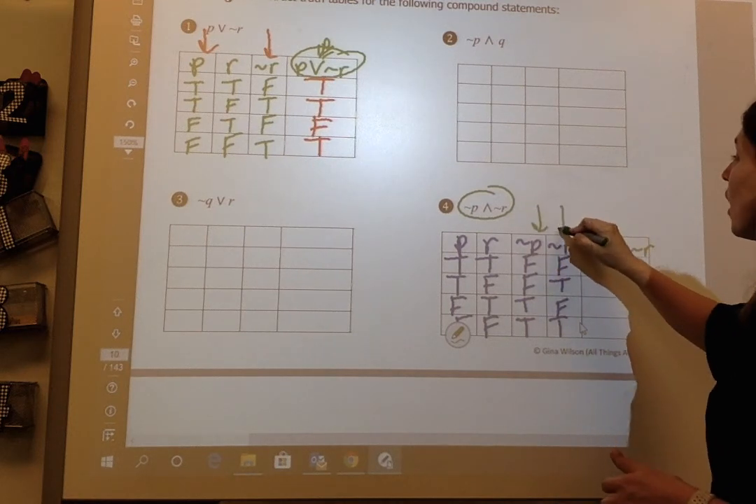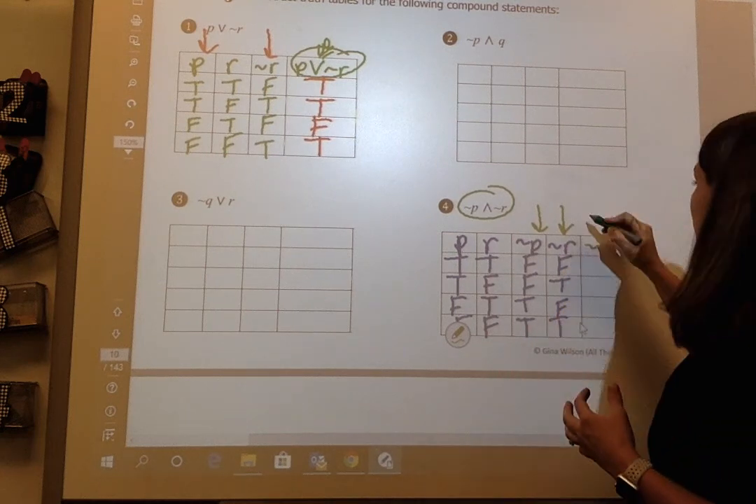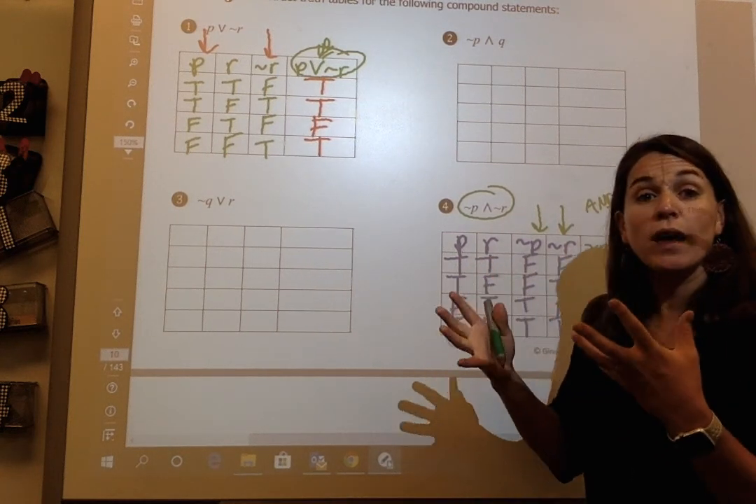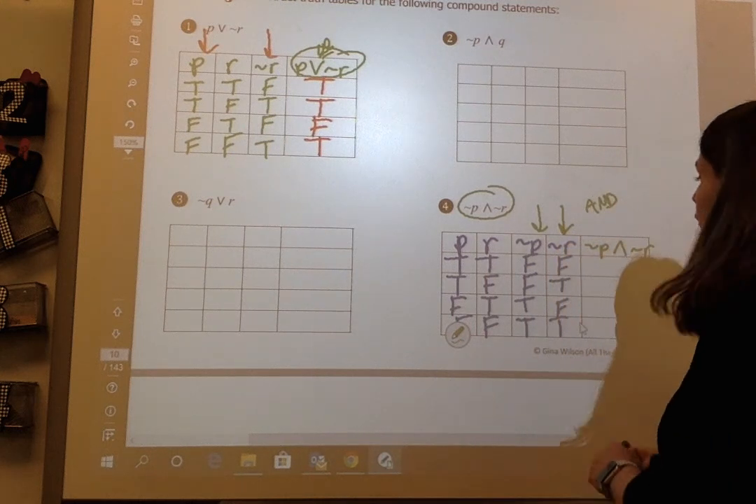So I'm looking at these two columns. Remember, an and statement, both of them need to be true.